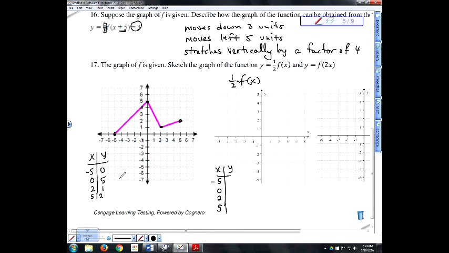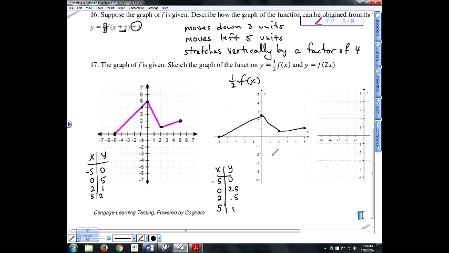So half of 5 is 2.5. Half of 1 is 0.5. Half of 2 is 1. So this is a vertical shrink or compression compared to the original function. It has the same horizontal width, but in the vertical direction it's been compressed.